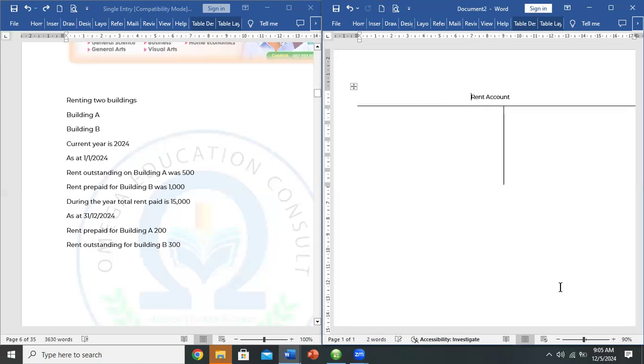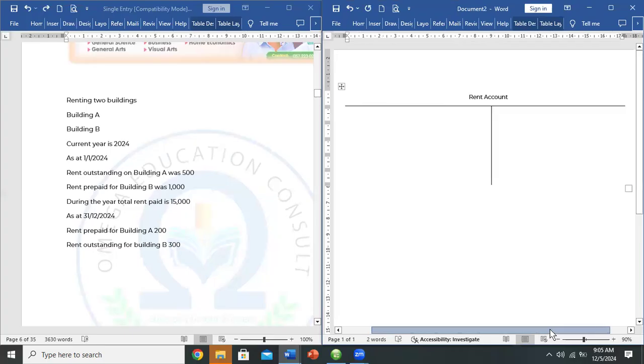So this is our rent account. Let's look at something here. The first thing is your opening balance. You need to record your opening balance. Dear professors, we're told at the beginning that we had rent outstanding. Outstanding means arrears or owings. And if we appreciate that any expense outstanding is a liability, then what this information is telling us is that we have a liability on rent at the beginning of the year.